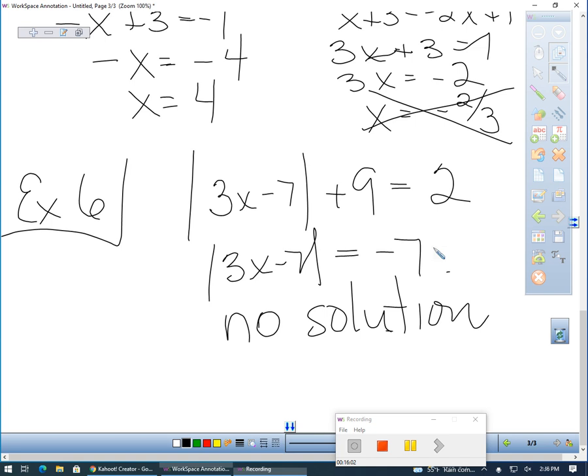If I put x equals 0 in here? No, I get a negative 7. What's the absolute value of negative 7? Positive 7. Does positive 7 equal negative 7? No, I was saying if you had a negative on the outside. Oh, okay. Yep. I prefer no solution, but both are correct, technically.